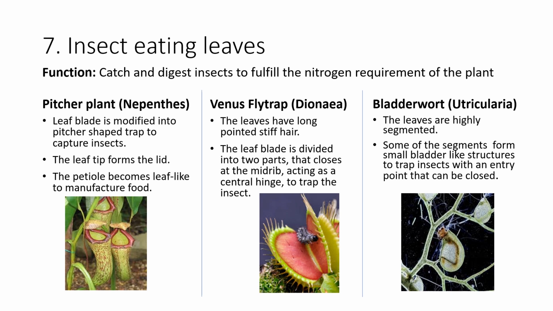In pitcher plant, the entire leaf blade gets modified into a pitcher-shaped structure to capture insects. The tip of the leaf forms the lid. In Venus flytrap, the leaf blade is divided into two parts and the midrib acts as a central hinge. The edges of the leaf have long pointed stiff hair-like structures. When an insect sits on the leaf, the two parts of the leaf suddenly close and prevent the escape of the insect.